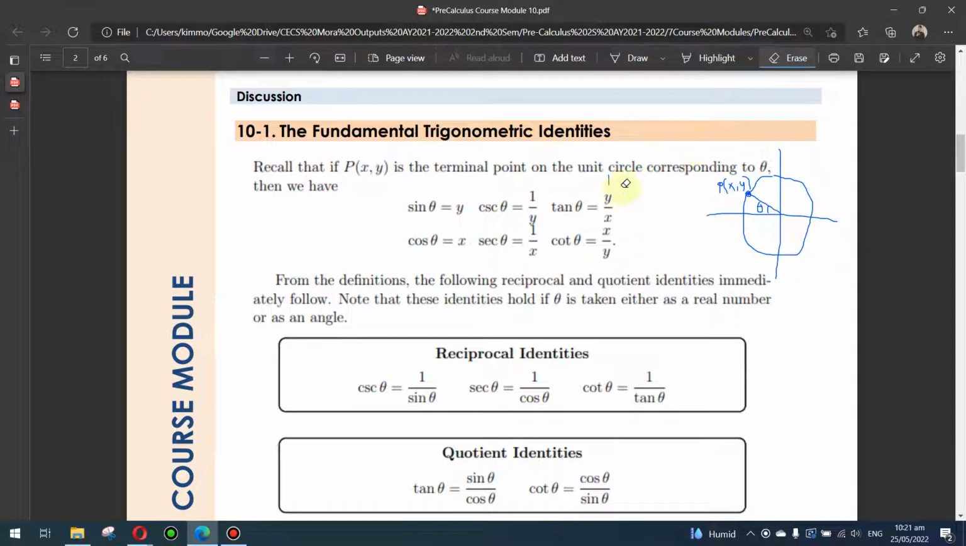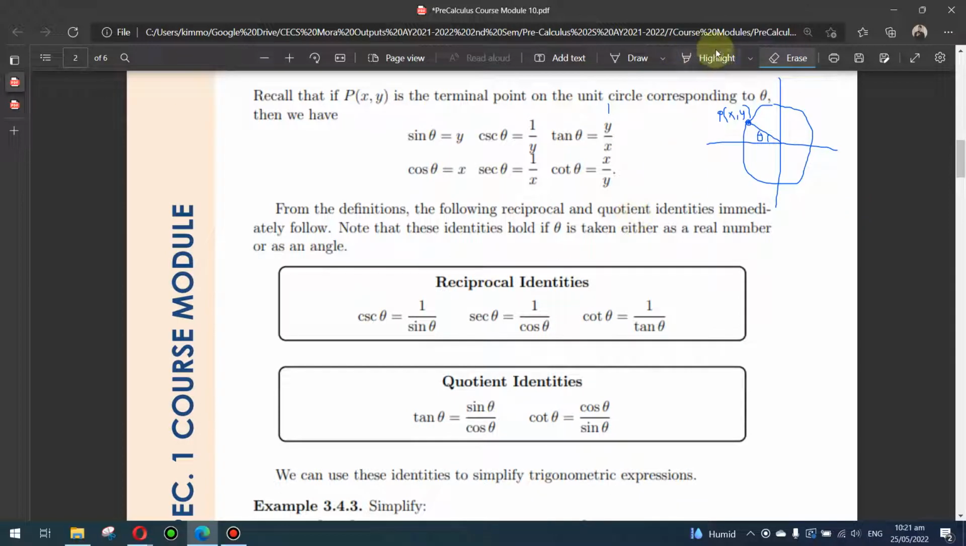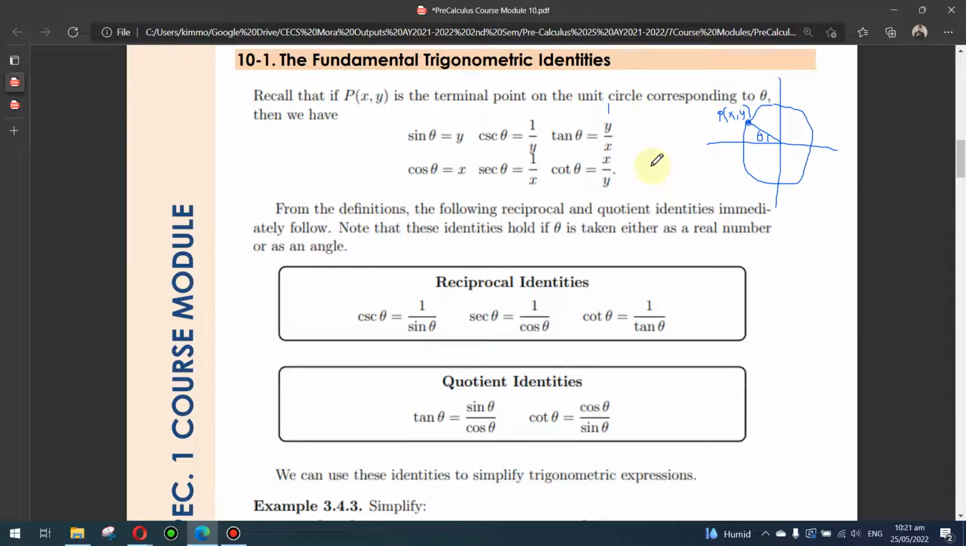Okay, so first, we have these identities. From the definitions, the following reciprocal and quotient identities immediately follow. This is the reciprocal that I mentioned, and this is the quotient. Note that these identities hold whether theta is taken as a real number or as an angle. Radians are equivalent to degrees, or angles.